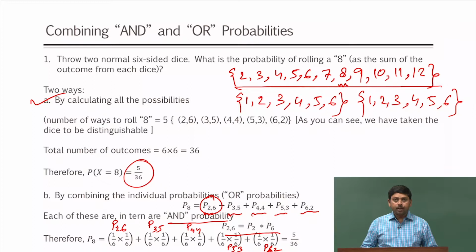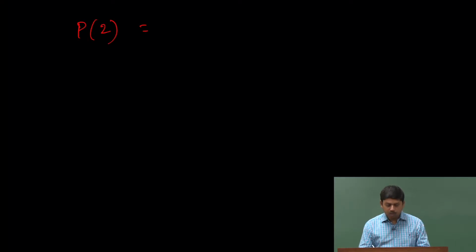Okay. So, now again we will come back to the same question, that is, will you observe this 5 by 36 in 1 or 2 dice or not. The thing is that if we really calculate the probabilities of getting a 2, how many possible ways can we get it?